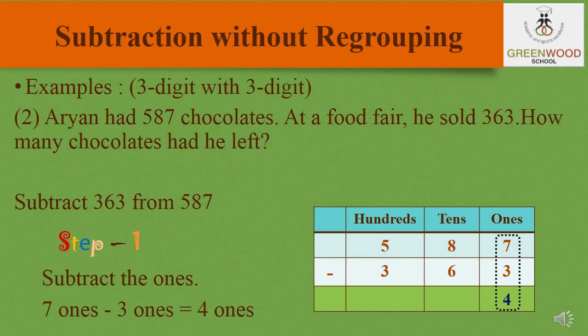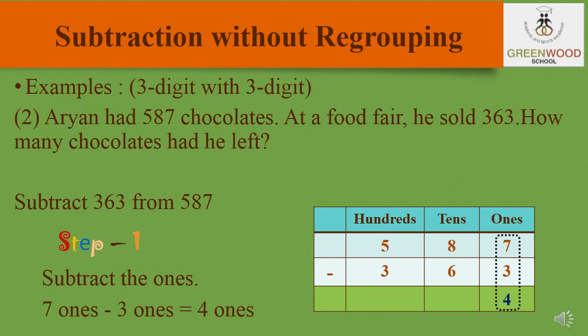Now we will subtract a 3-digit number from a 3-digit number. Aryan had 587 chocolates. At a food fair, he sold 363. How many chocolates had he left? Let's count. Subtract 363 from 587. So what first number will come? 587, and the next number we will write 363.